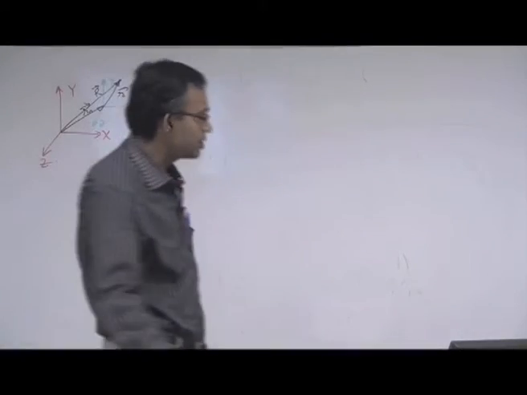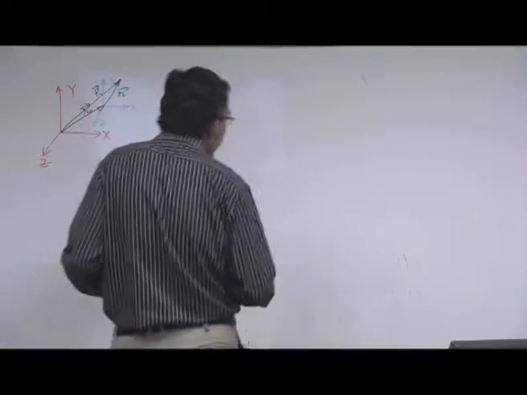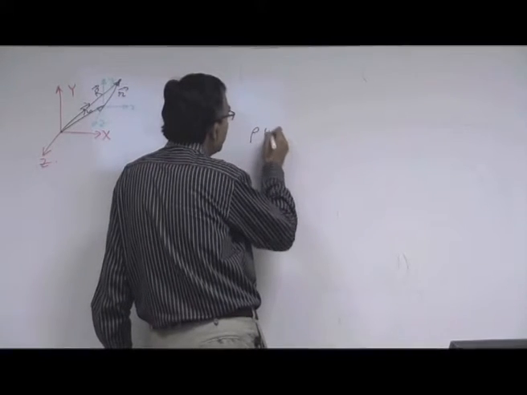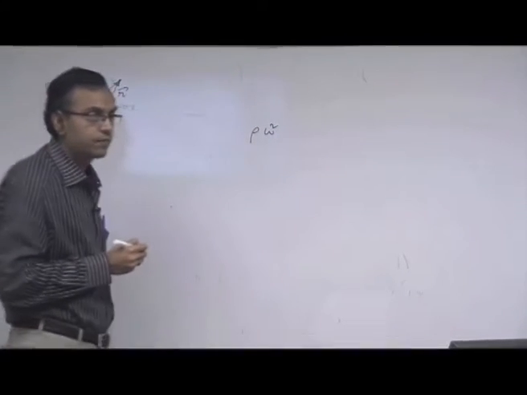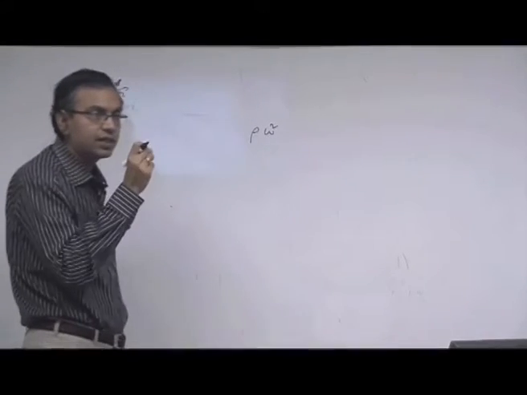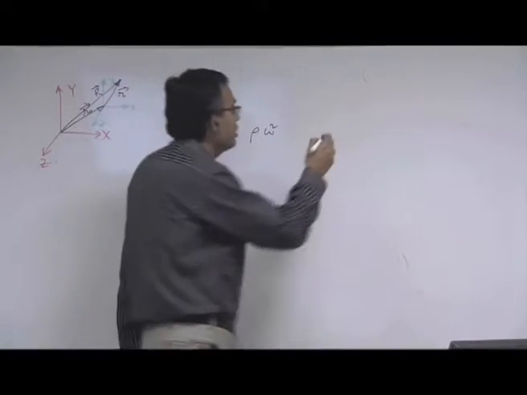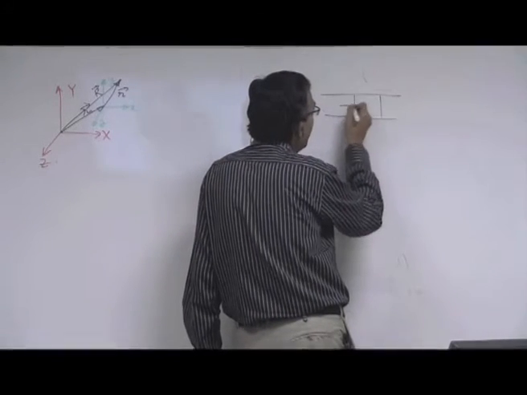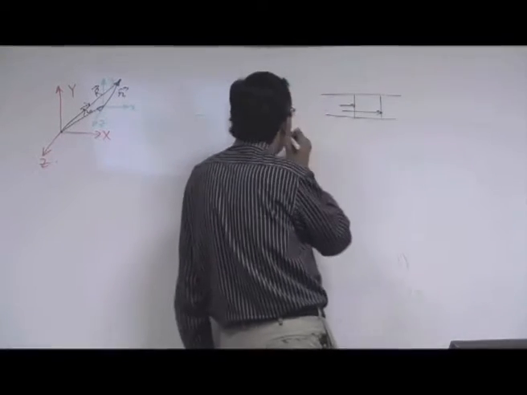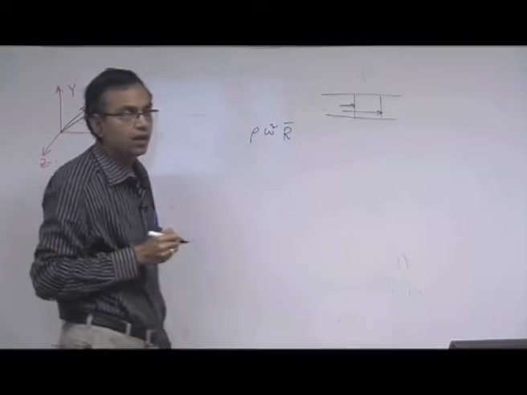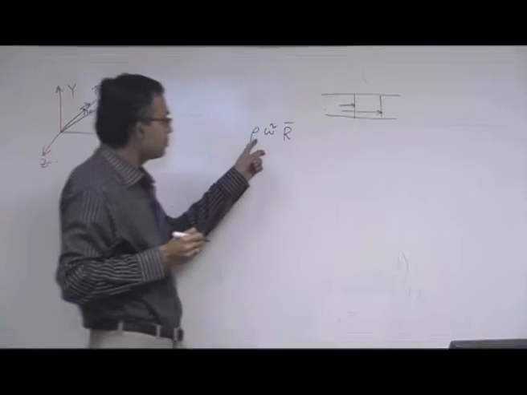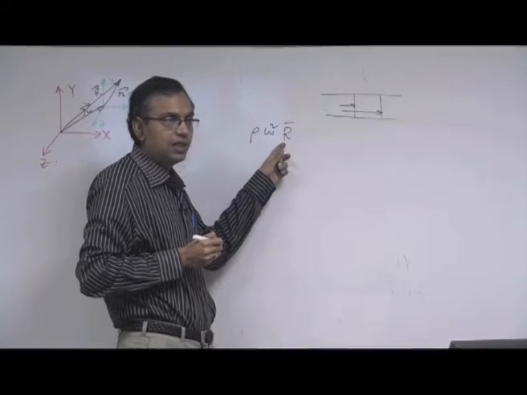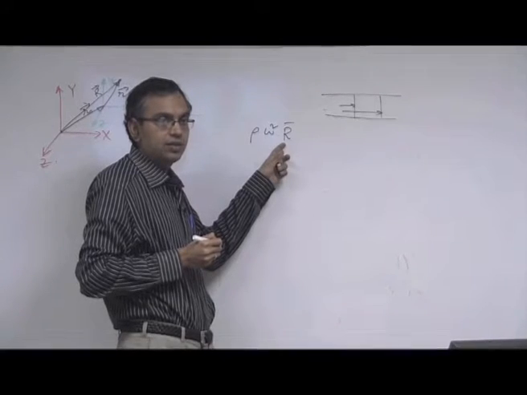So centrifugal force per unit volume is what? Rho omega square R, where R is some sort of R average, because in a channel the R of this and R of this is different. So this is the force per unit volume, right. Then you have to multiply this with the volume.